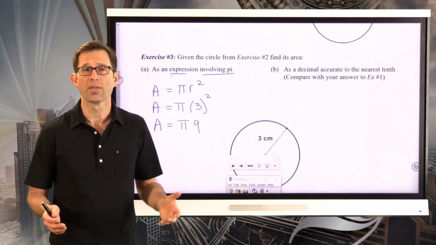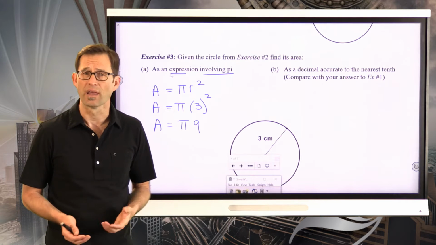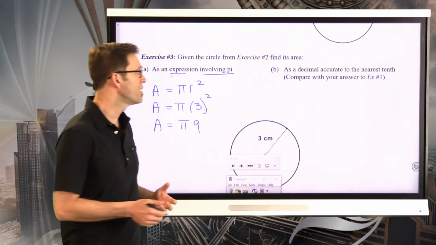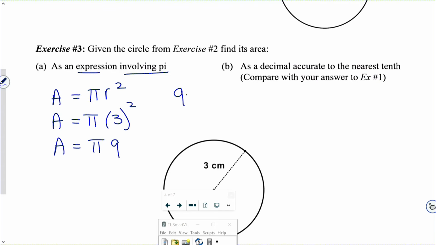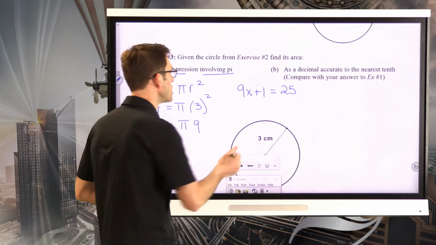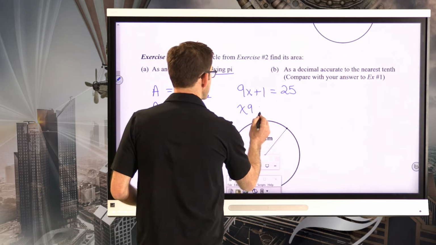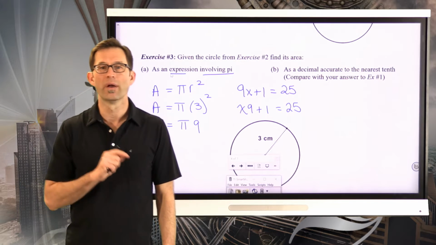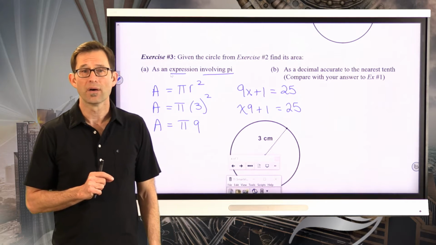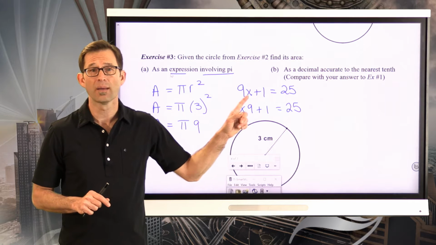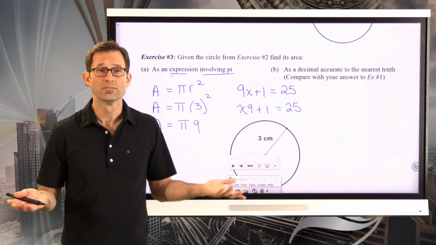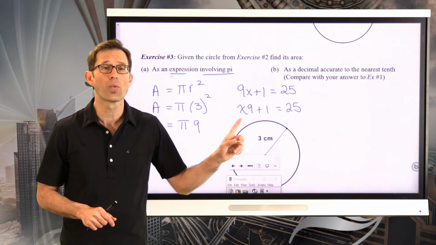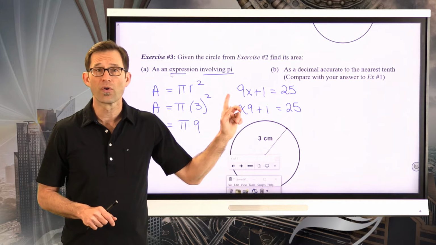The reason being that honestly, it just looks funny. Think about how weird it would look if somebody wrote an equation like x9 plus 1 equals 25. Are they the same thing? Well, this is 9 times x, this is x times 9. Sure, they're the same thing, but we just don't write it this way. We write the number first and the variable second.